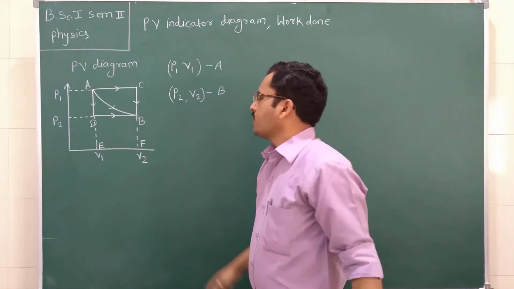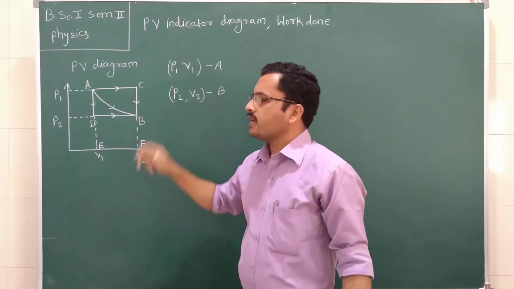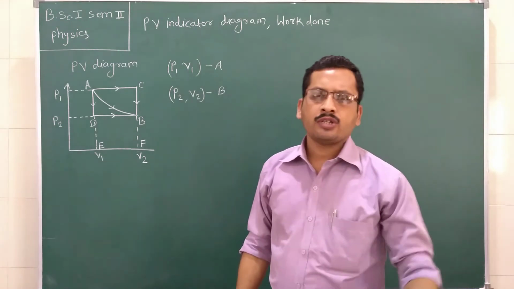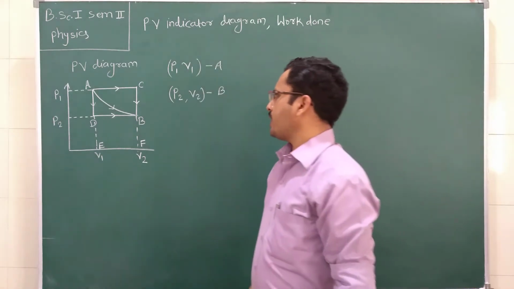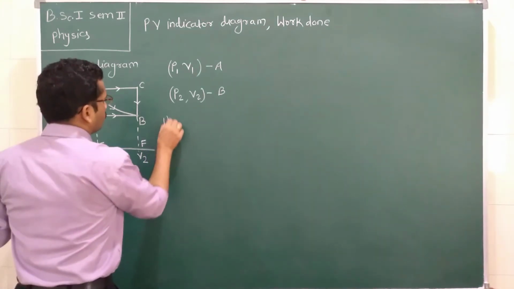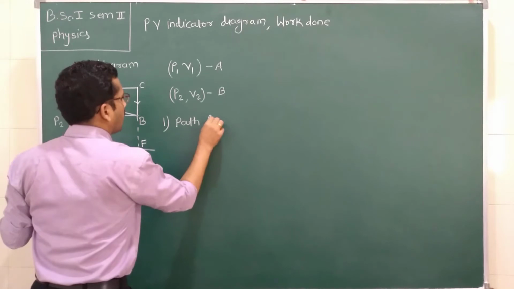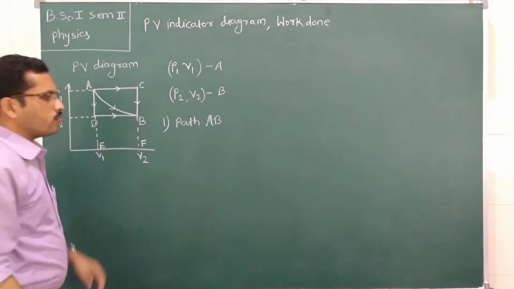Now, when we find out the work done, in each case it is different. So how does it take place? We explain the paths one by one. So the first path is A to B, direct A to B.